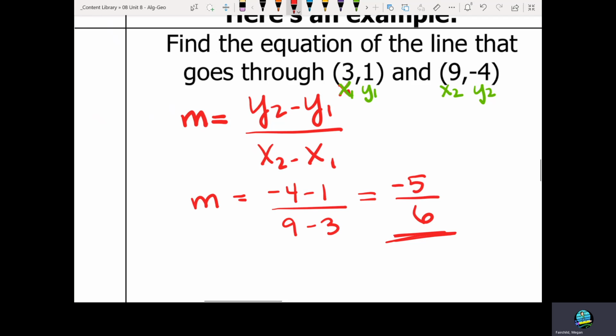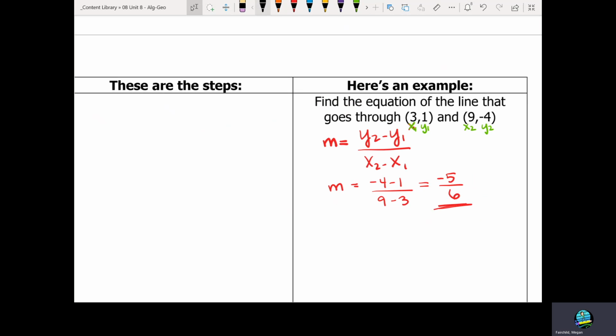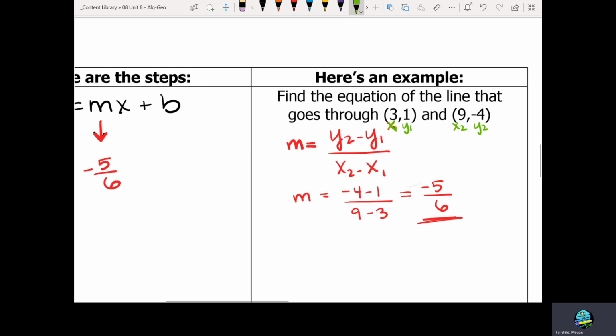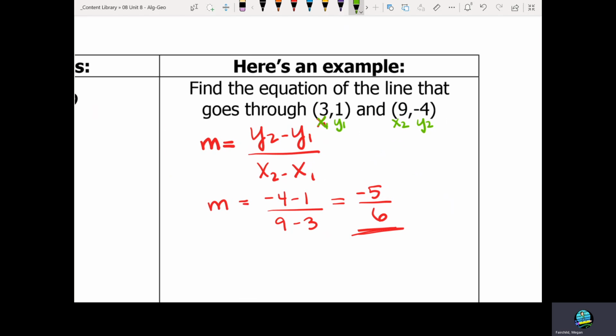We're halfway there. We can now go plug that in to our equation form, right? mx plus b. We have the m. -5/6. Now, how do we find b? Well, we do it the same way we just did it on the last section, because now we have the slope. So we can plug in y and x. Which ordered pair should we use for x and y, or does it matter?